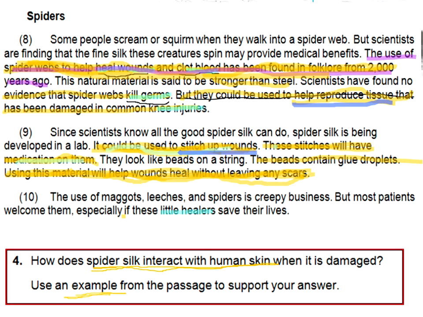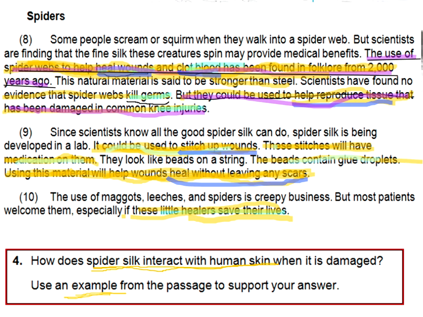It could be used to stitch up wounds. These stitches will have medication on them. They look like beads on a string. The beads contain glue droplets. Using the material will help wounds heal without leaving any scars. The use of maggots, leeches, and spiders is creepy business, but most patients welcome them, especially if these little healers save their lives.